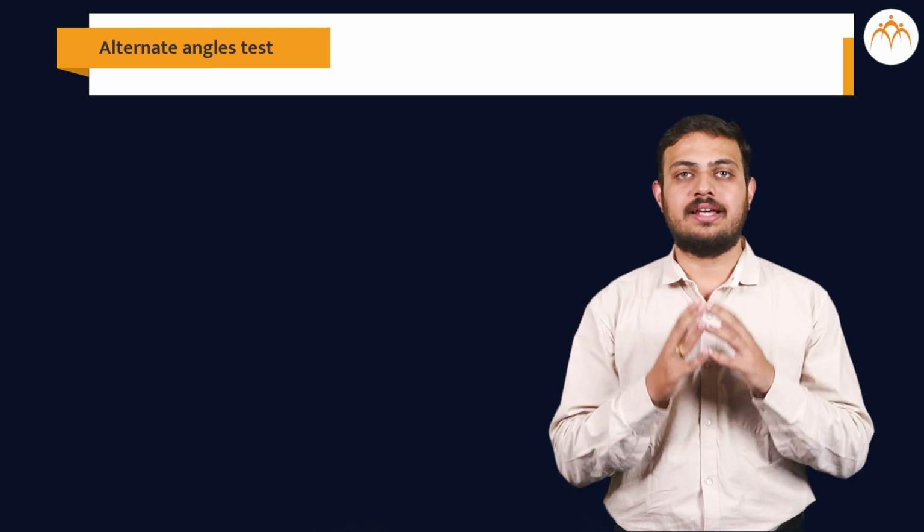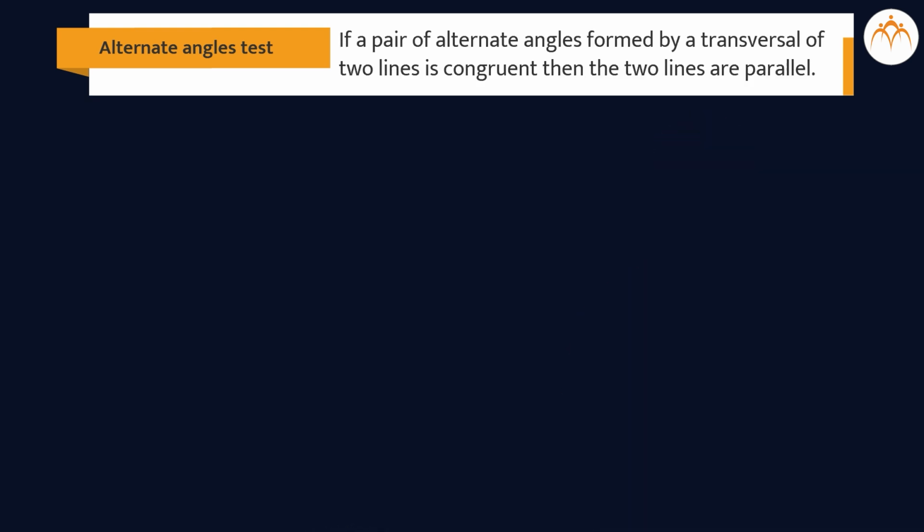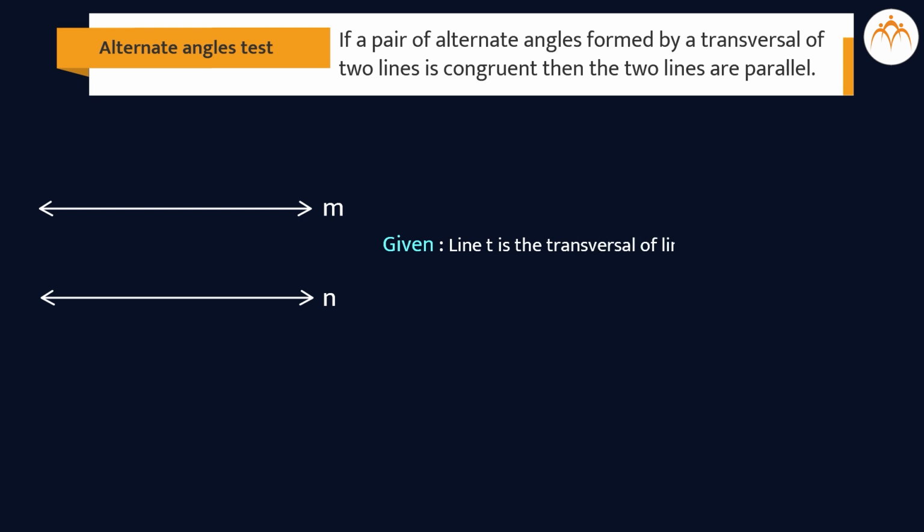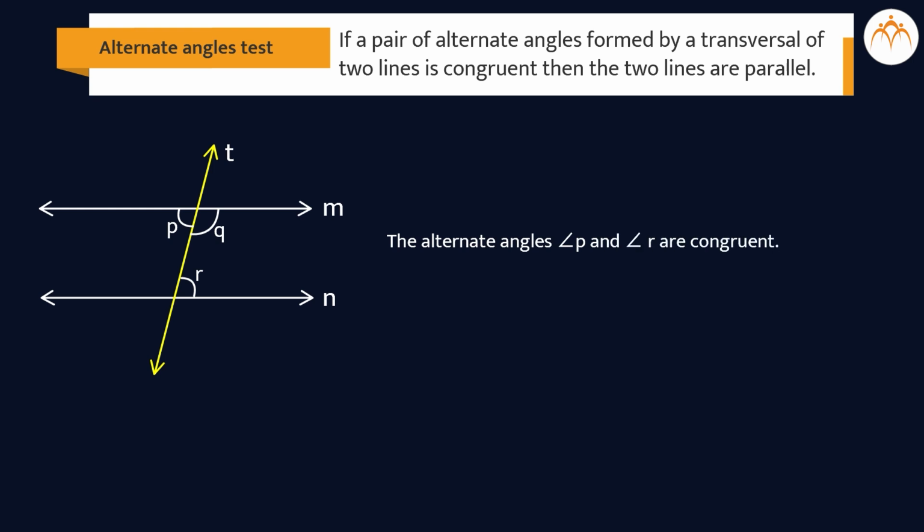Alternate angles test. Theorem: if a pair of alternate angles formed by a transversal of two lines is congruent, then the two lines are parallel. Given, line T is the transversal of lines M and N. The alternate angles, angle P and angle R, are congruent. To prove, line M is parallel to line N.